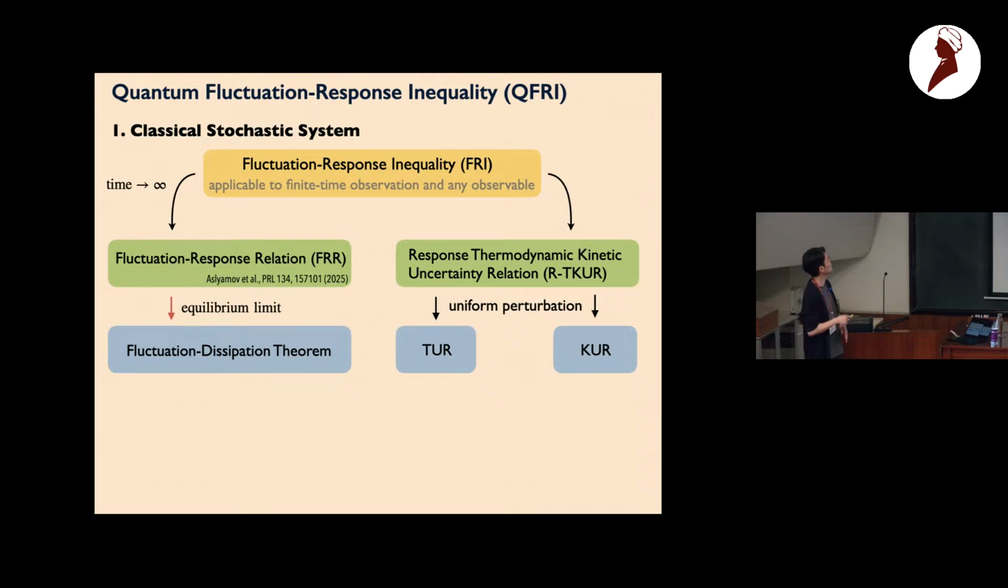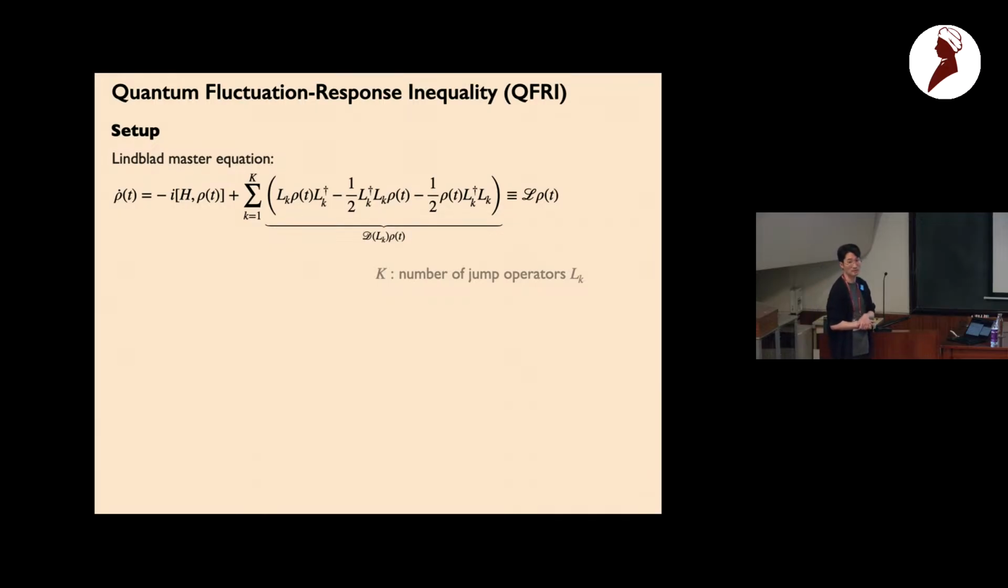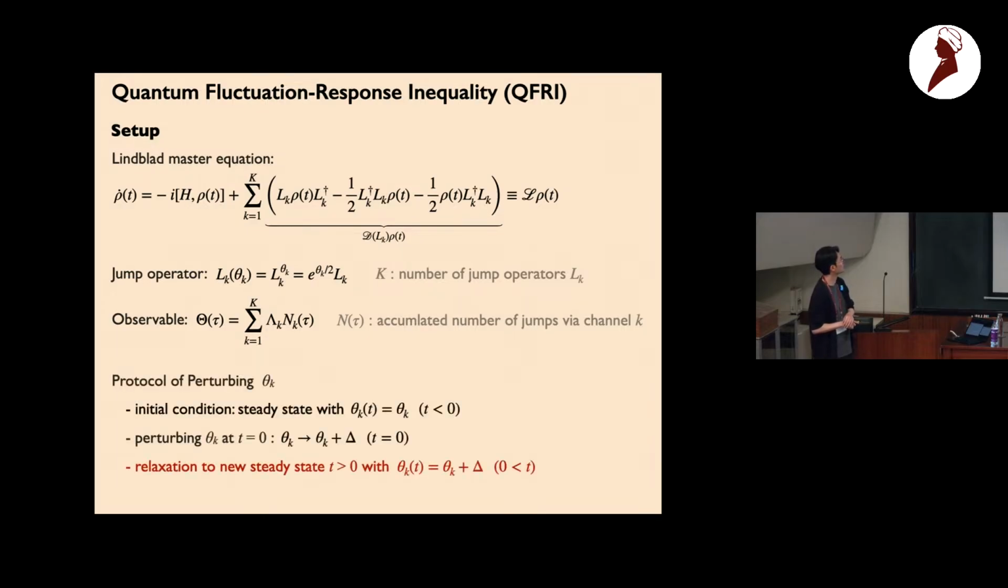Okay, so I showed you this hierarchical structure between the theories, and then let me move on to the quantum system case. We can extend this theory to the open quantum system. So this is our open quantum system setup. We consider the Lindblad master equation. Here, L_k is a jump operator, and capital K denotes the number of jump operators. And this jump operator is parameterized by this theta_k in this way. And this is an expression for the observable.